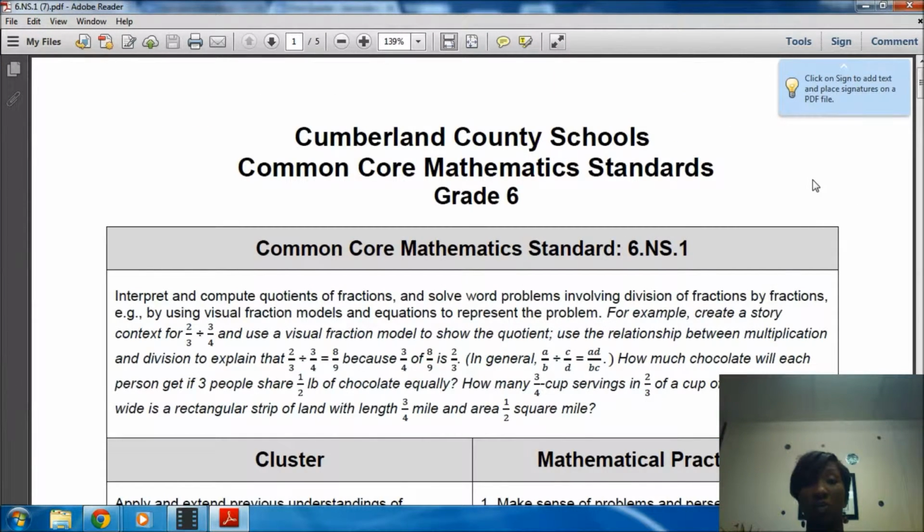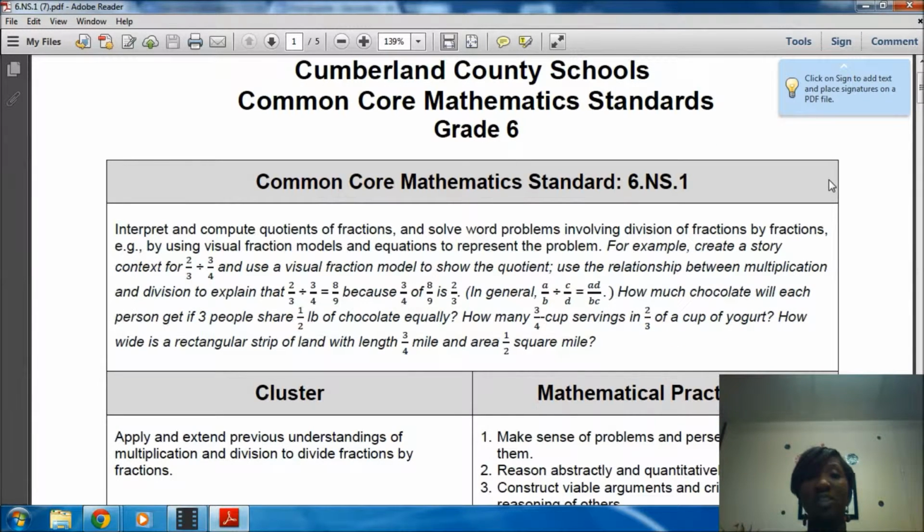Okay, great. So this is a document for 6NS1. Everything that I need to plan for this standard is within this document or within that CNI site. And so we'll talk about some of the different pieces. But I want to go through and look at what the standard is asking. The standard states interpret and compute quotients of fractions.